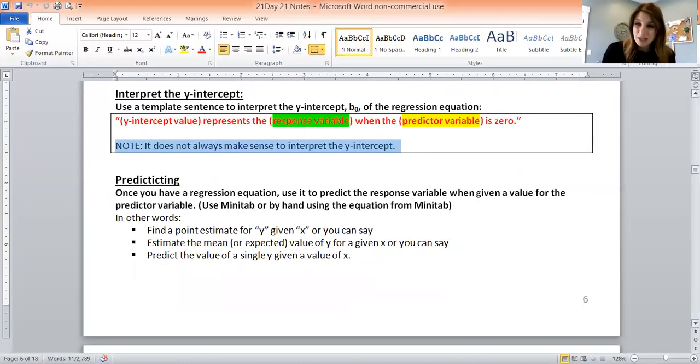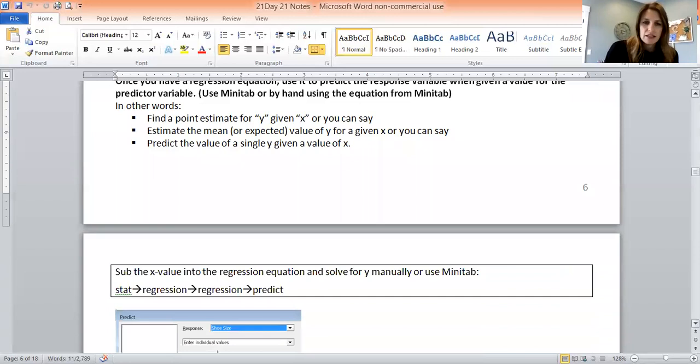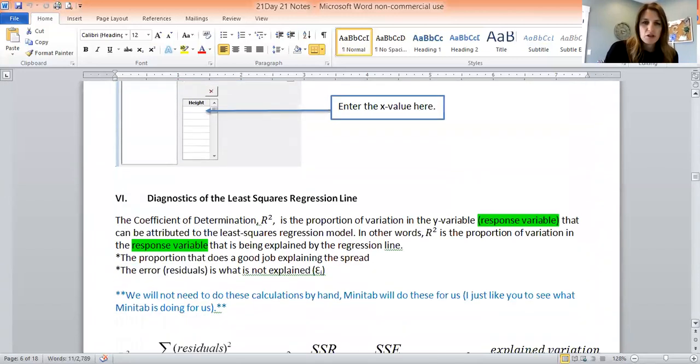We can use this equation of our line to predict some values. If you plug an x value into your equation of your line, you will get a y out, right? We can do that by hand very easily, which we should have done in algebra several times, or we can ask Minitab to do this for us. If we ask Minitab, there's a special button to predict, and I will show you that in the example.